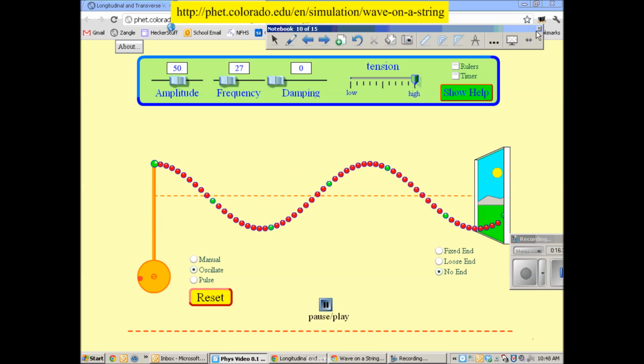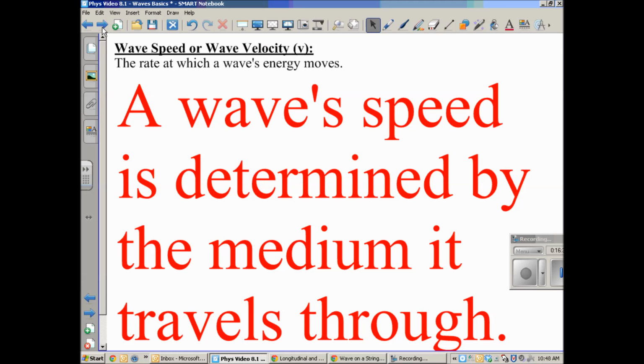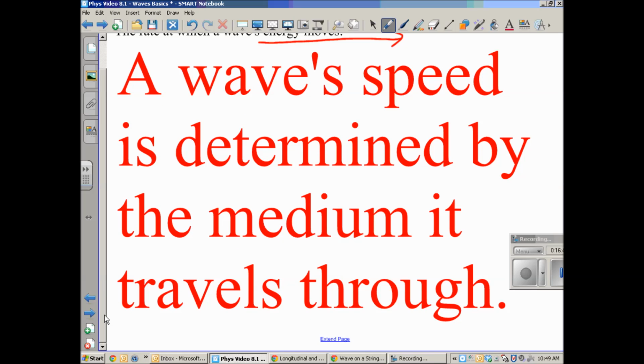But before I do, I want to show you a couple other things. So wave speed or wave velocity is the rate at which the wave's energy moves. It's how fast the wave carries its energy forward. All right. This, what is written in giant letters, is colossally important. Please write this down and put giant stars and arrows and stuff pointing at it.